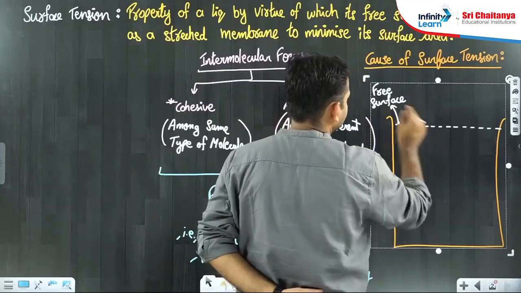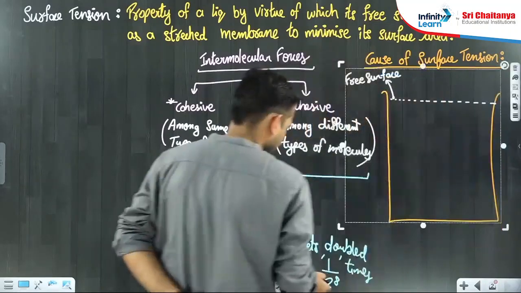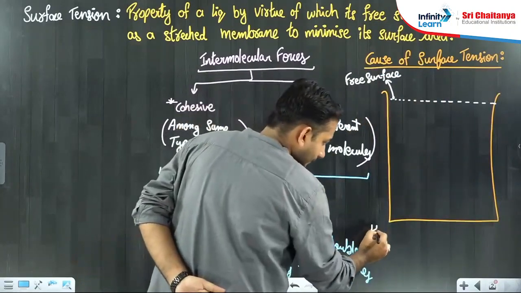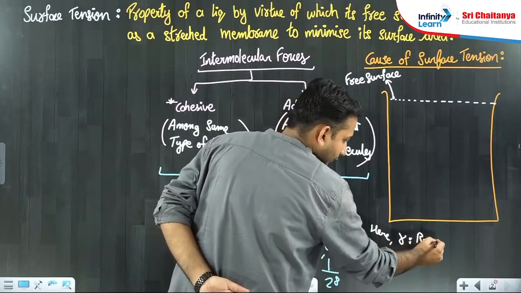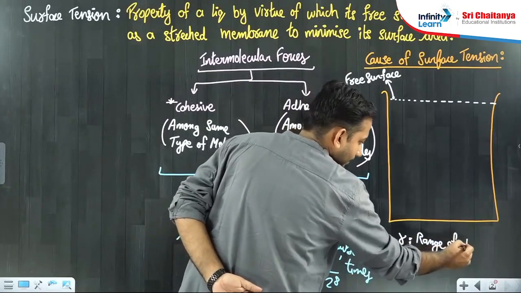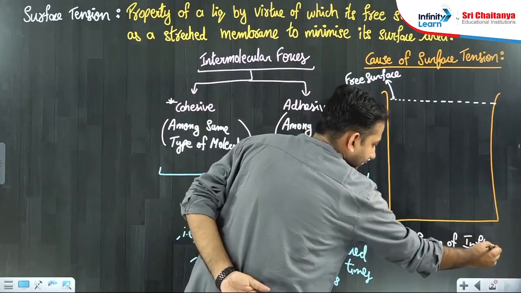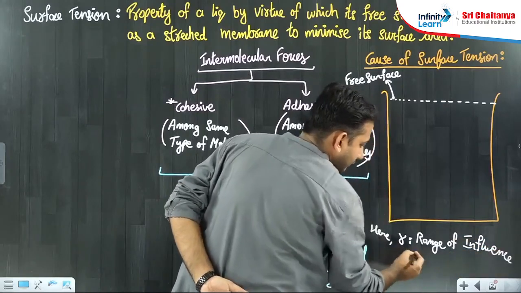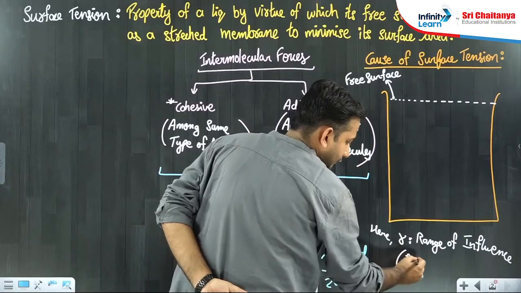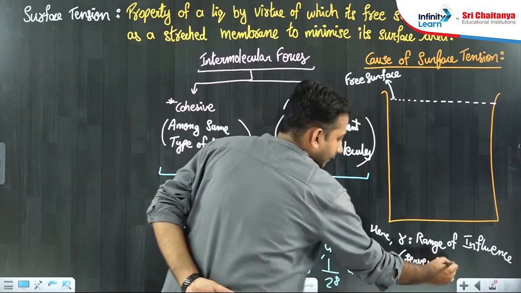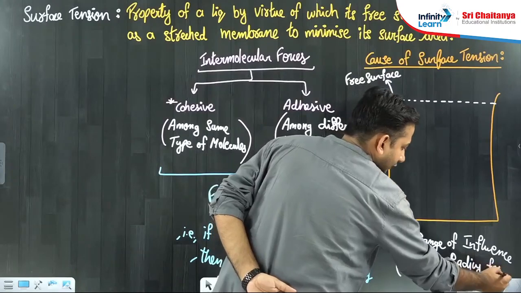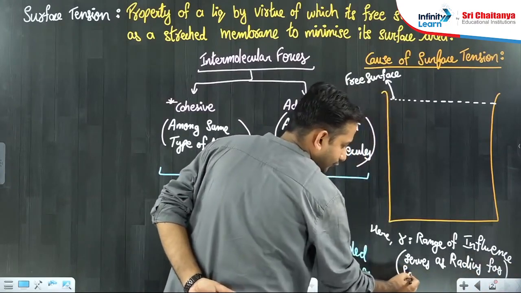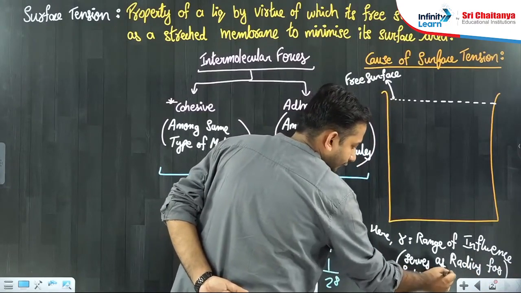So I'm going to save some space here. Here R is the range of influence, and that serves as the radius for the sphere of influence. Sphere of influence.